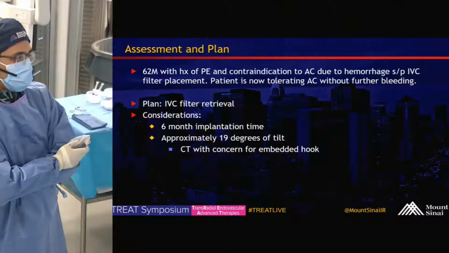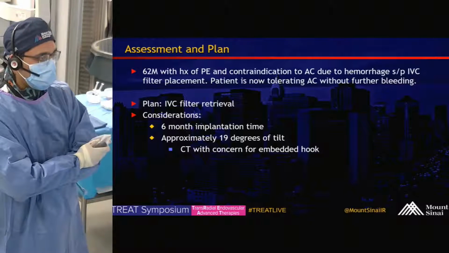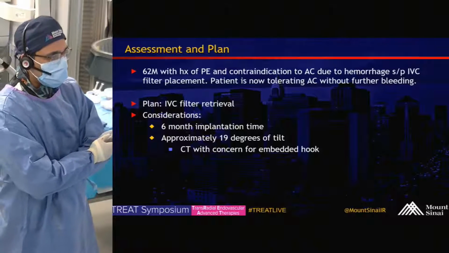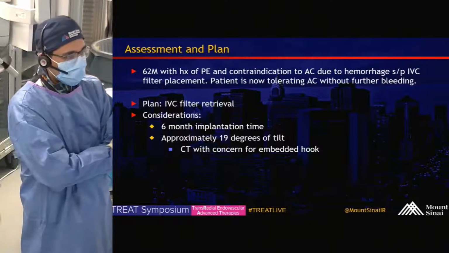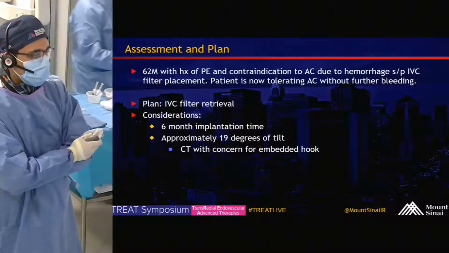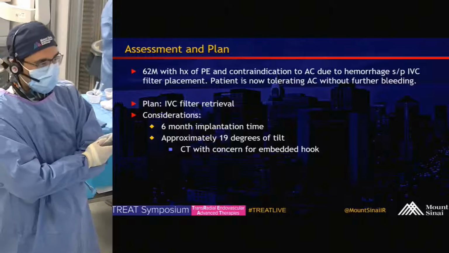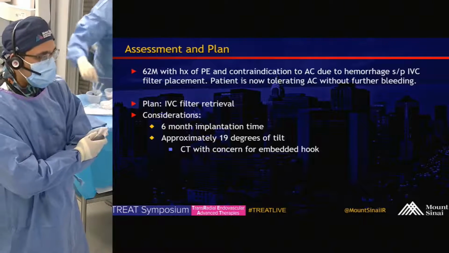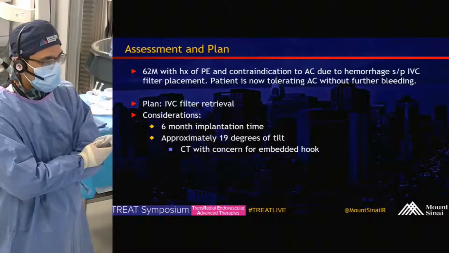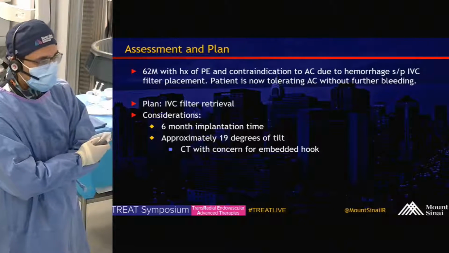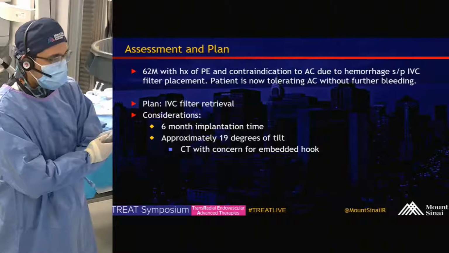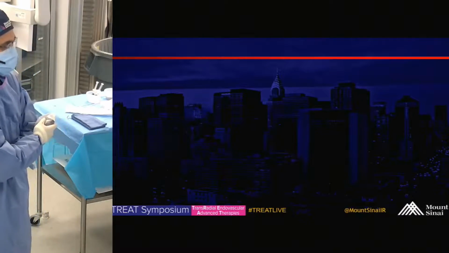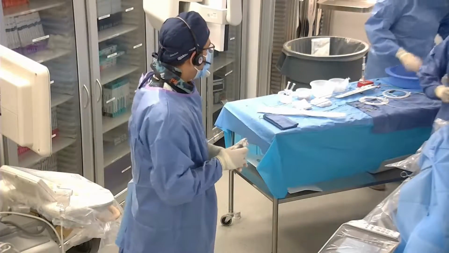So assessment and plan, this is a 62-year-old male, history of PE with contraindication to AC due to hemorrhage, status post IVC filter placement. Patient is now tolerating AC without further bleeding. So the plan today is for IVC filter retrieval. Considerations for him in particular are this filter has been in for at least 6 months now, and there's approximately 19 degrees of tilt, and the CT is concerning for an embedded hook. So we'll stop the PowerPoint here.